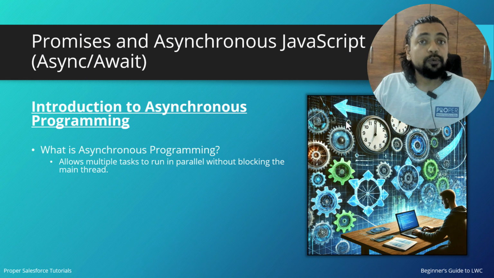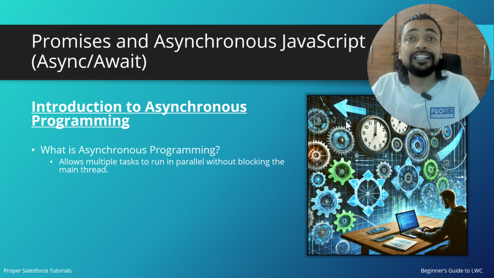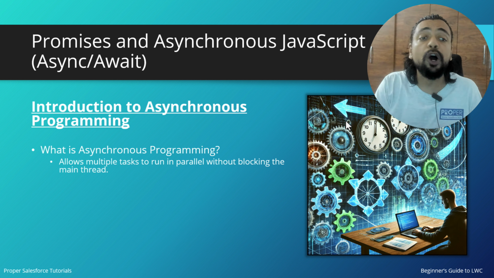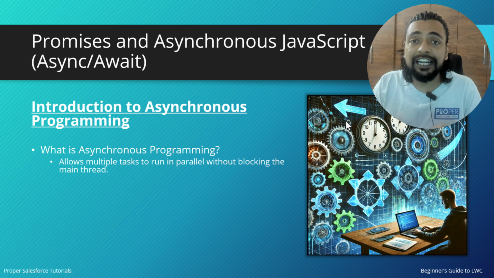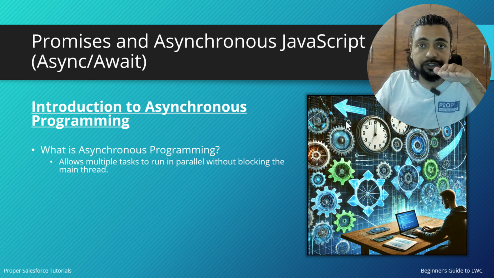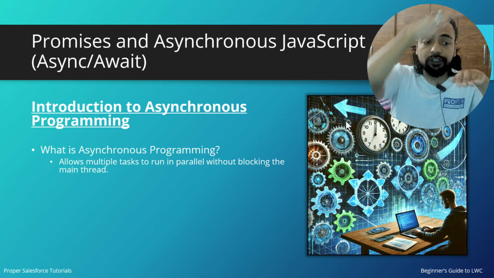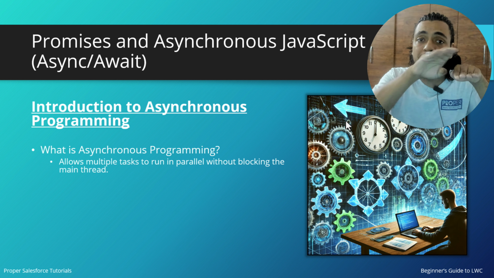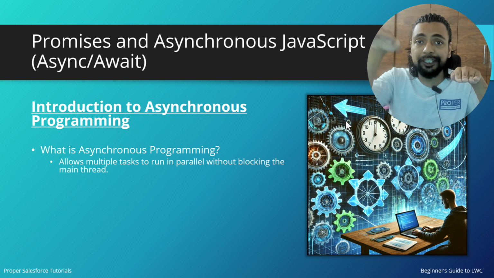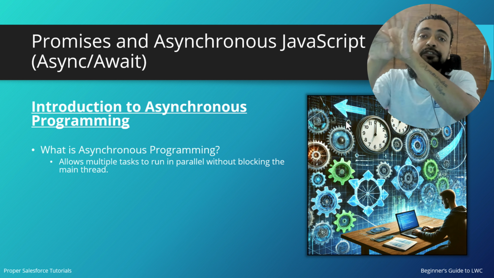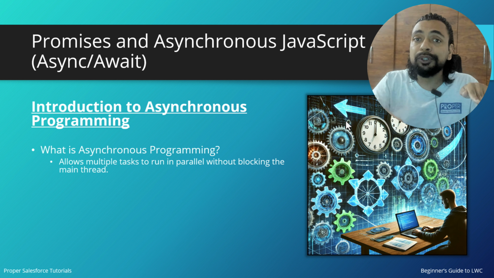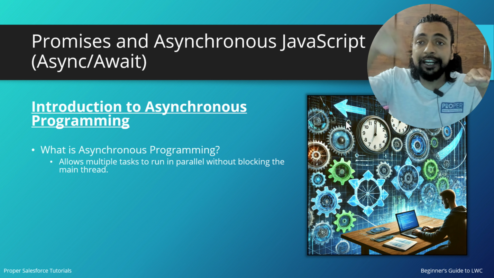Now first things first, what is asynchronous programming? Asynchronous programming allows multiple tasks to run in parallel without blocking the main thread. Generally in programming, if you assign a task and your main task is running, and at that time you call any subtask to be executed, the main thread will move from the main task to the subtask and perform that. So the total CPU time taken will depend on all the tasks, including the main task and all the subtasks.